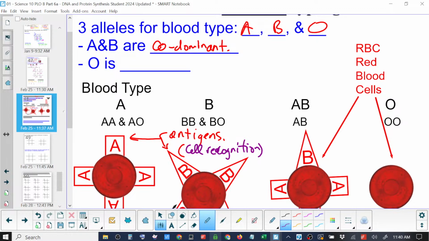Yes? Why is it ABO and not ABC? Because O is not a real blood type. It's a misreading. It's from people just reading and going, oh, it's O. O is actually a 0. Okay? O means you don't have one. It's recessive.